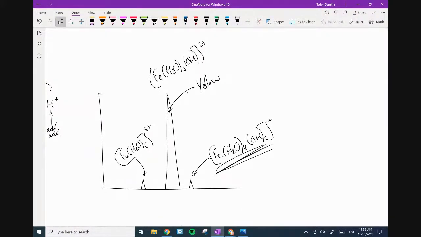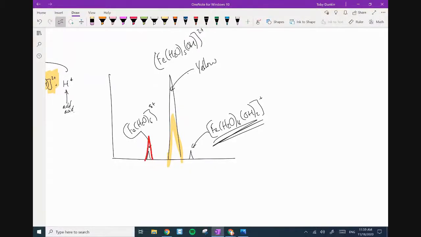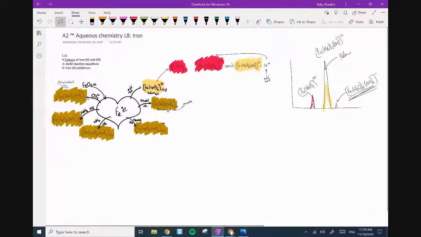But if you were then to add acid, how would it shift? What would happen is the yellow peak would reduce and the ruby peak would increase. That's what would happen. We'd probably still see it would probably turn more orange. It'd be difficult to see the change.